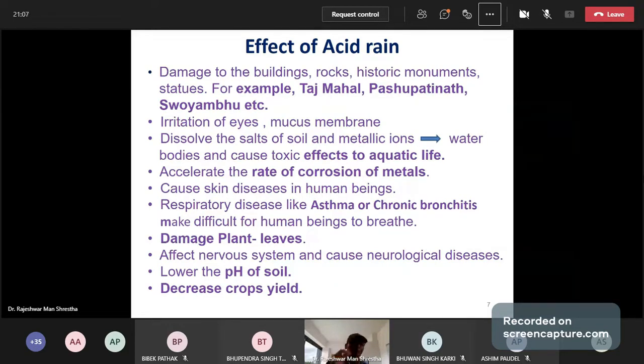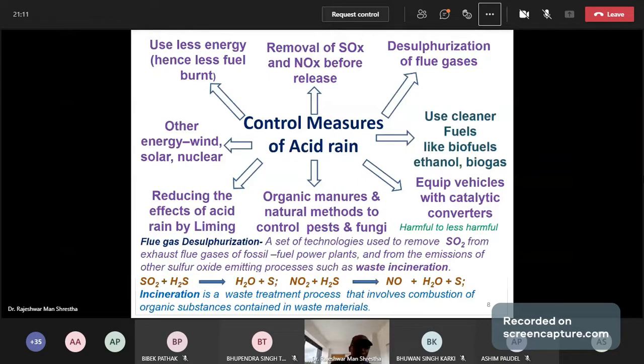And how to control acid rain? Now we can control acid rain, a very difficult task, by using less energy. Less fuel should be burned. Then how? By using other energy like wind energy, solar energy, nuclear energy.